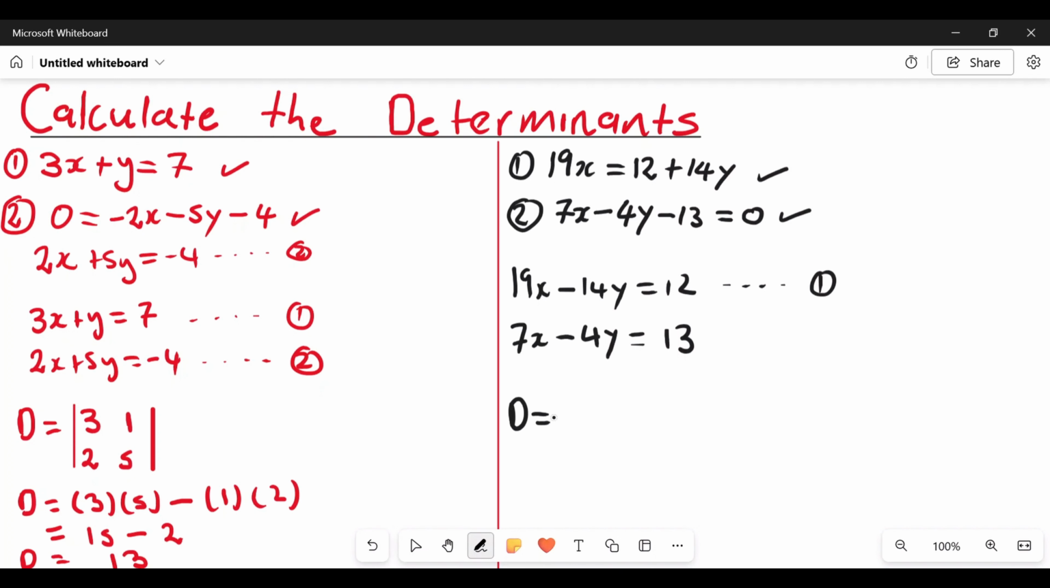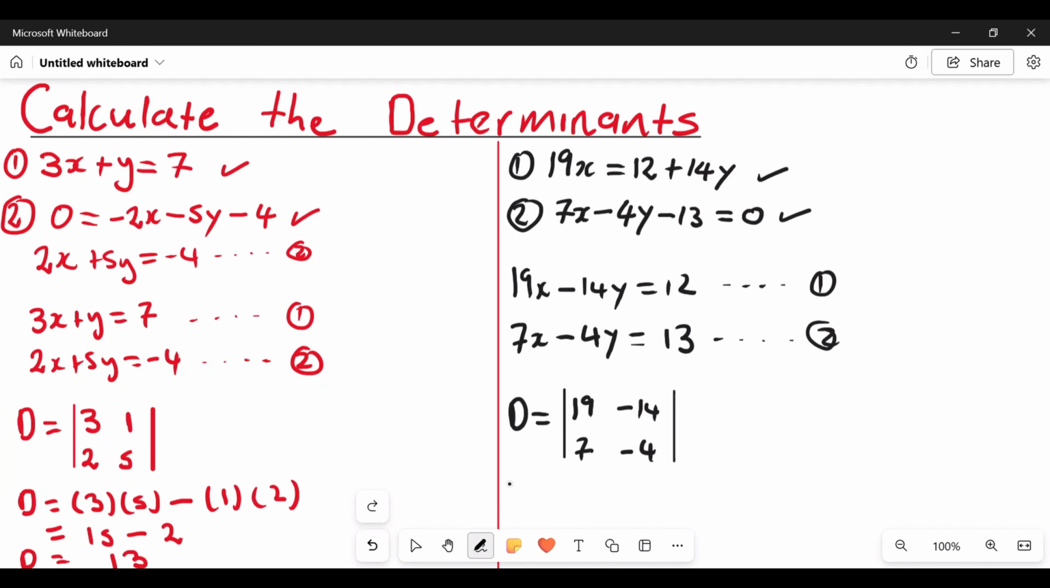Now, remember, if we create the square matrix, we only take the coefficients of x and y. For equation 1, the first entry is the coefficient of x, which is 19. For the second entry, we take the coefficient of y, which is negative 14. The third entry we take from equation 2, which is the coefficient of x, that is 7. And then the last entry is the coefficient of y from equation 2, which is negative 4. As you can see, now we have our square matrix.